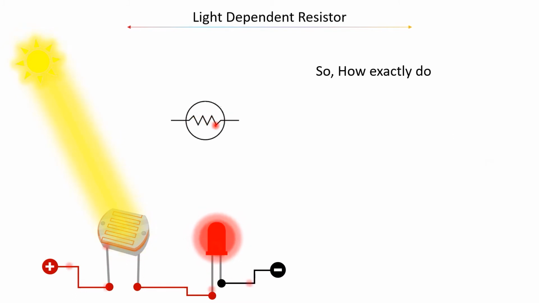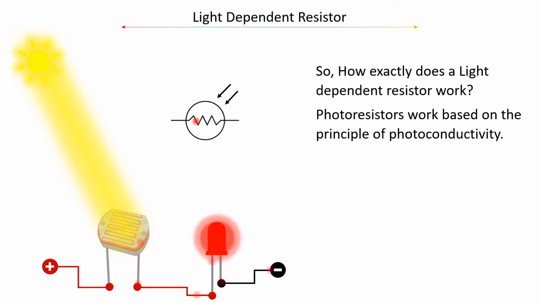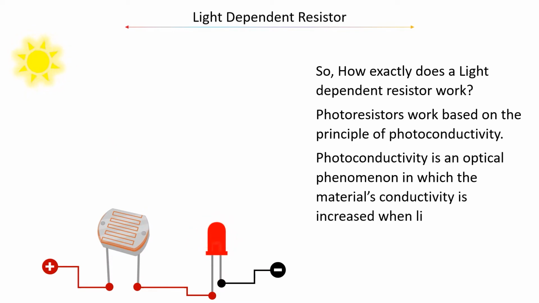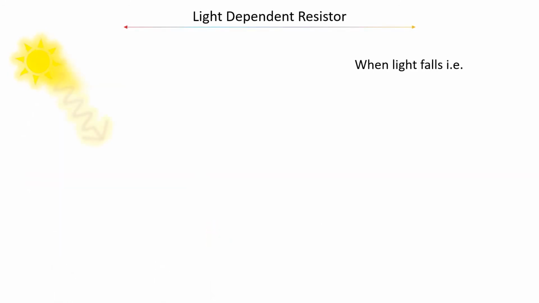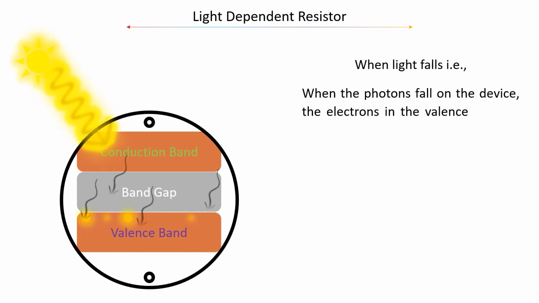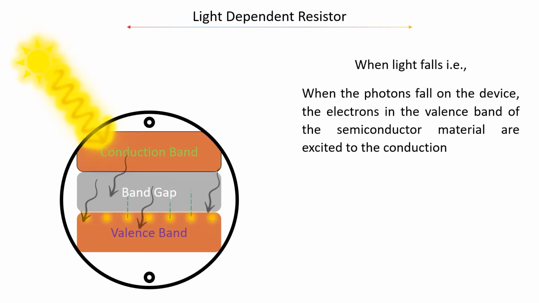So let's find out how exactly a light-dependent resistor works. Photoresistors work based on the principle of photoconductivity. Photoconductivity is an optical phenomenon in which the material's conductivity is increased when light is absorbed by the material. When light falls, that is, when the photons fall on the device, the electrons in the valence band of the semiconductor material are excited to the conduction band.